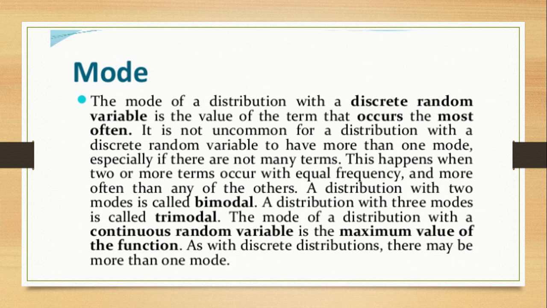So a distribution with two modes is called bimodal. Okay, so there are times that this situation will also happen. So we call those two modes bimodal. A distribution with three modes is called trimodal. And the mode of a distribution with a continuous random variable is the maximum value of the function. As with discrete distributions, there may be more than one mode.